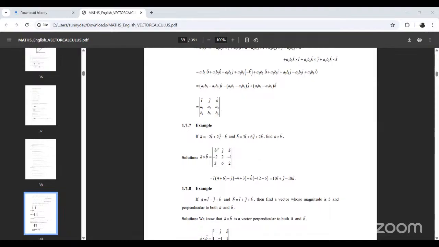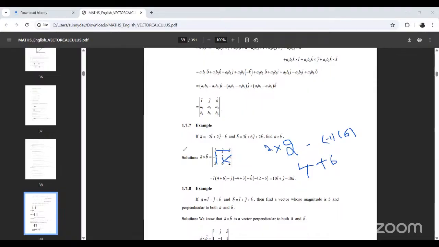So i into, eliminate this row and this column and do the product. That is what? 2 into 2 minus, next to this two things. What is that? -1 into 6. Okay. So 2 into 2, 4. That minus into minus, that becomes plus. Okay, no? So that is i into that.